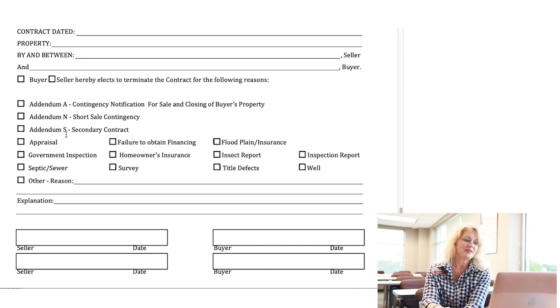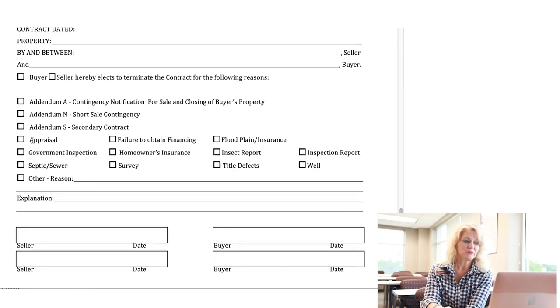So next we have the appraisal. Again, if there are discrepancies in the appraisal, the buyer could choose to terminate legally. Failure to obtain financing, that could occur. The lender cannot close the loan for whatever reason. Floodplain or insurance, the buyer maybe cannot obtain insurance or it requires flood insurance. That is a legal reason to terminate within the guidelines and the dates within the contract.